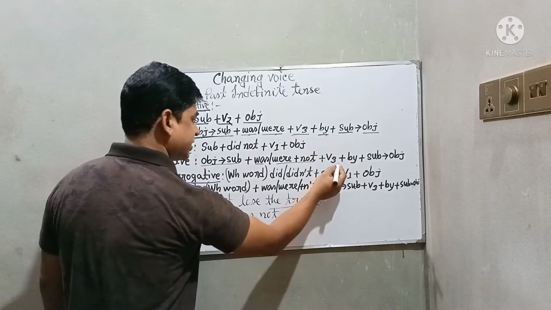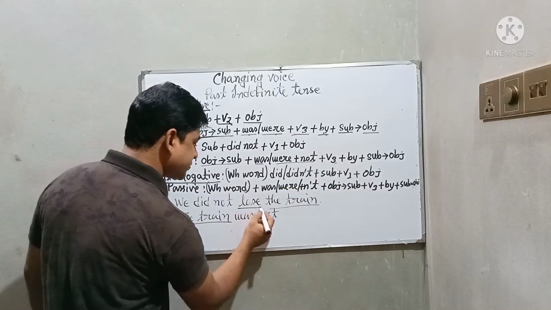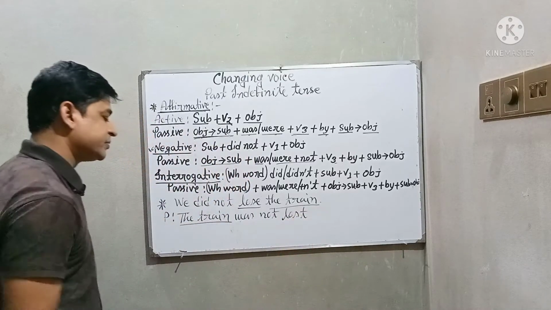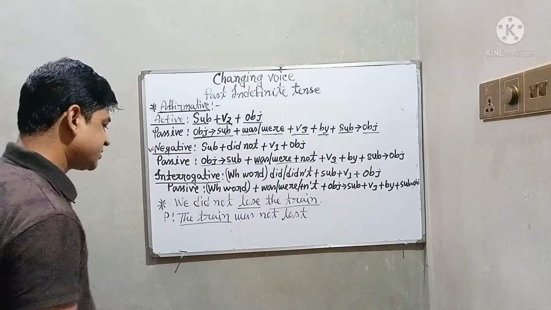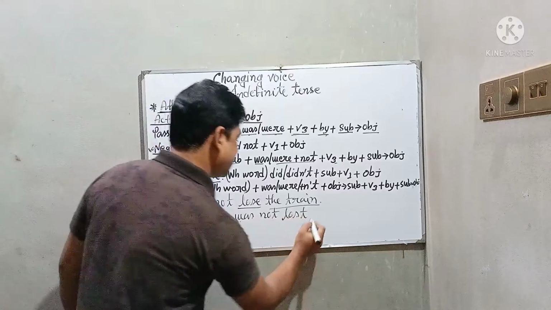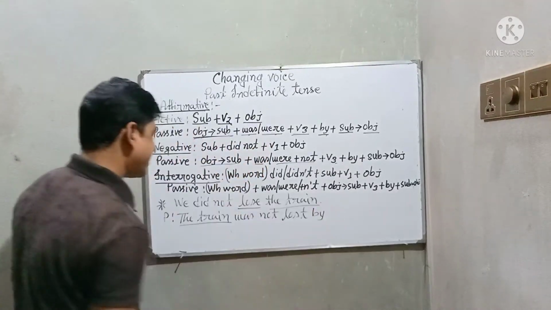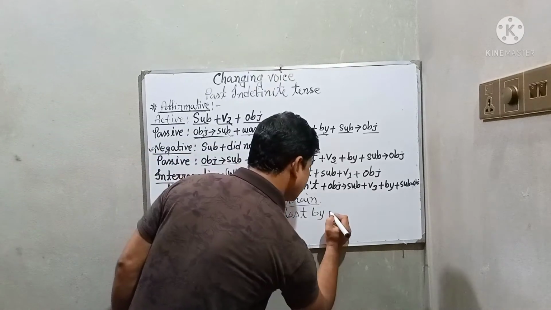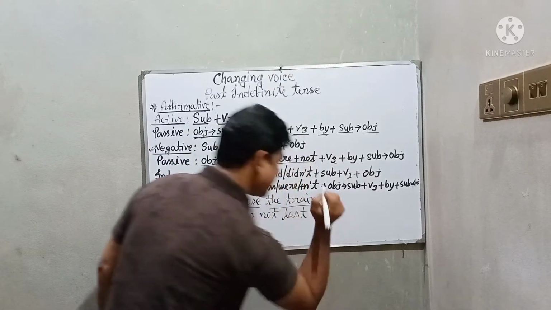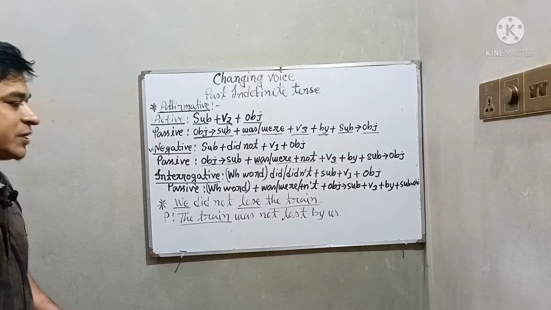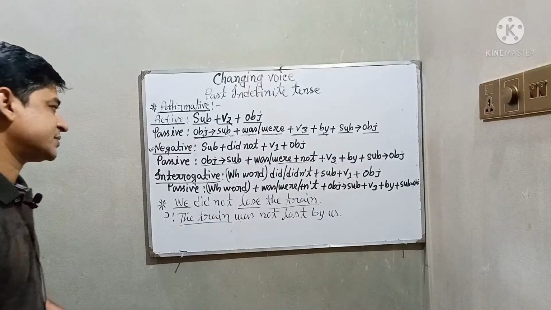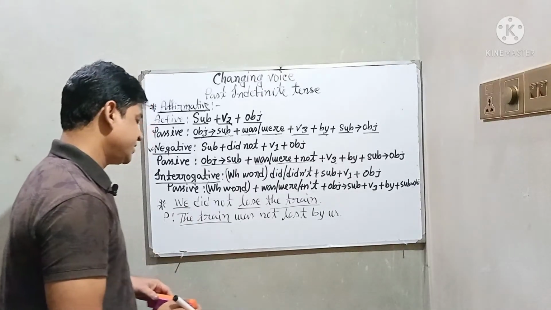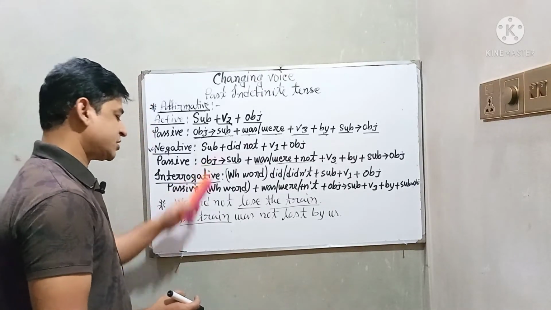Then V3, that means past participle of verb. Lose, lost, lost. We are going to use here past participle of verb. Lost. The train was not lost. Then you have to use by. Then convert your subject to object. We. It will be what? Us. The train was not lost by us. In this way, if you get any negative sentence in active voice, you can use this structure to make it passive.